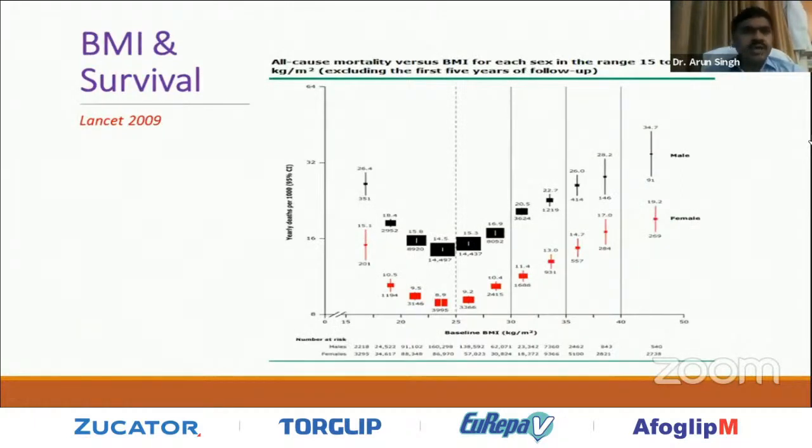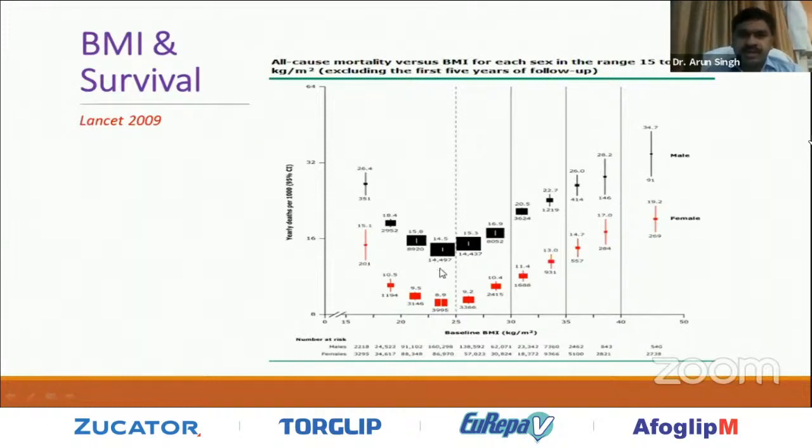So why are we talking about obesity or adiposity? Because it has been observed that obesity or high body weight is directly linked to the number of comorbidities and overall survival as well. So this was a collaborative analysis of more than 50 studies, and it shows the link between BMI and mortality rates at different levels of BMI. So you can see the curve, a J-shaped curve actually.